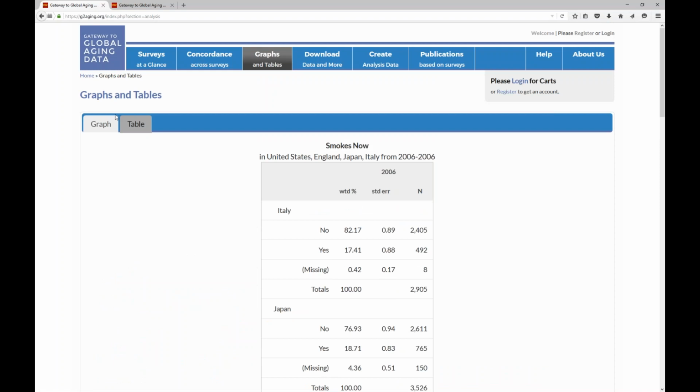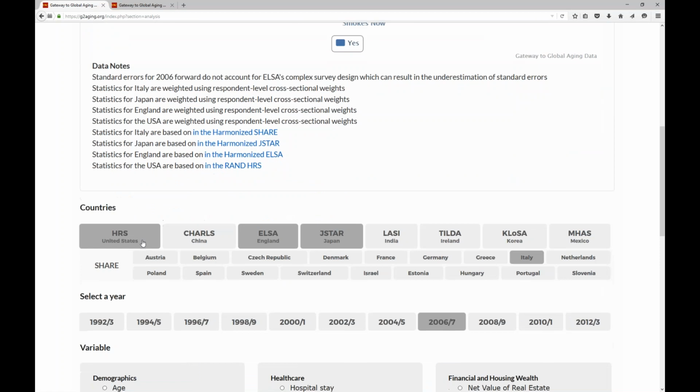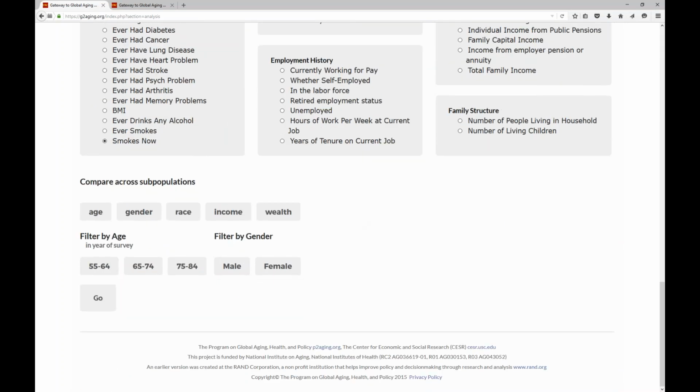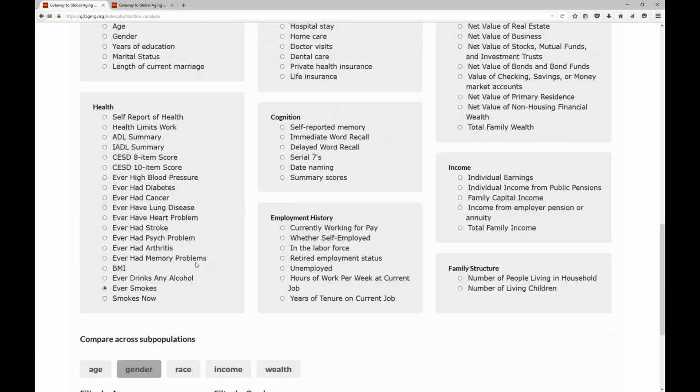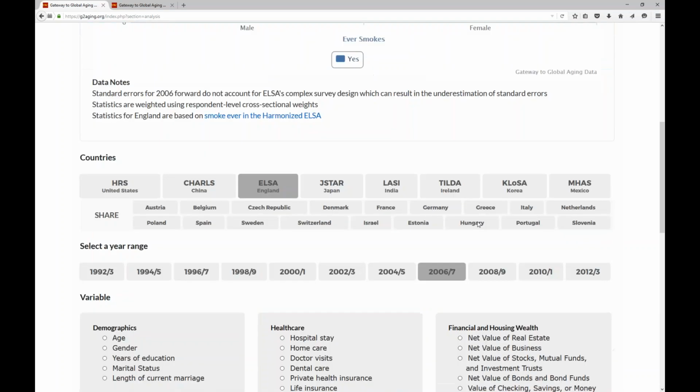So let's go back to our graph, and let's look at just England. So if we look just at England, we can still look in 2006. If you're looking at one country, we also allow you to look across subpopulations. So let's say that we're interested in seeing whether the effect was gendered. So we can look across gender for ever smokes. And you can see that males in England in this age range are much more likely to have smoked. So 70% of males are more likely to report having smoked, and only 55% of females.